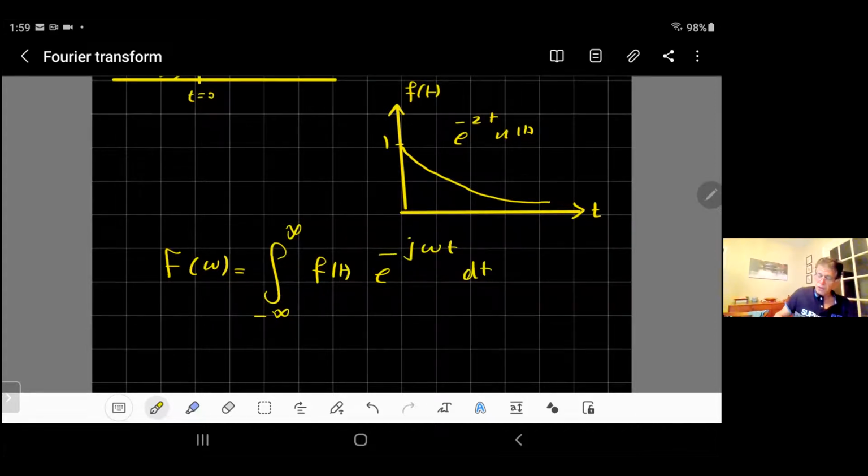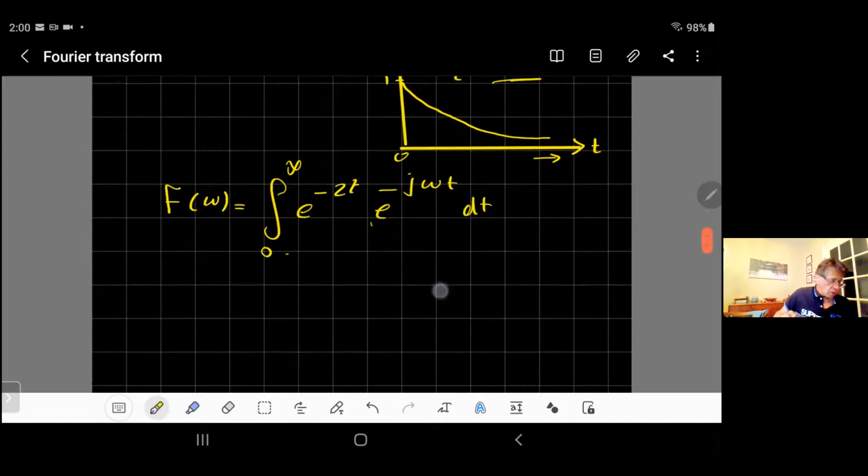Well, first of all, the function starts from 0 to infinity. Beyond 0, it's equal to 0. So I'm going to change now the limit of the integration to start from 0. The function is equal to e^(-2t) u(t). Now, since I changed the limit to start from 0, you don't have to write u(t) here again because it already affected the limit of integration. So I will just replace the function by e to the power of minus 2t.